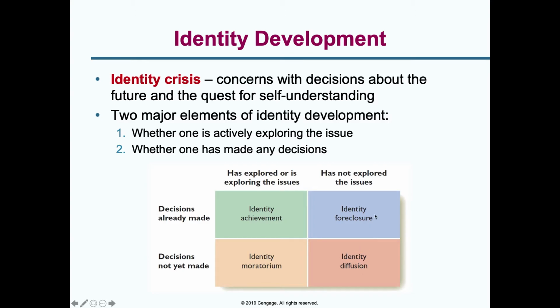And then the last one is they haven't explored any issues. They're not trying to find out about themselves. They're not figuring out their interests or what they want to do or making plans, and they have not made any decisions. This is known as identity diffusion.